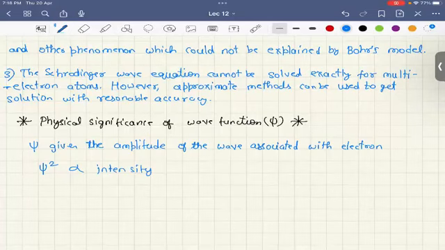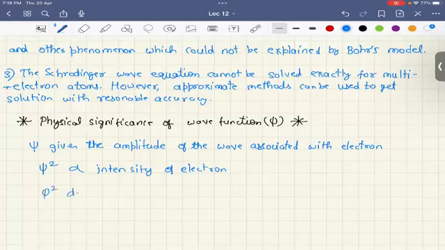Extending the same concept to the electron wave motion, the square of the amplitude may be taken as intensity of electron at any point, right? In other words, psi square determines the probability of finding the moving electron in a particular region, right? That means it gives the probability density. Thus, psi square has been called the probability density and psi as probability amplitude, right?